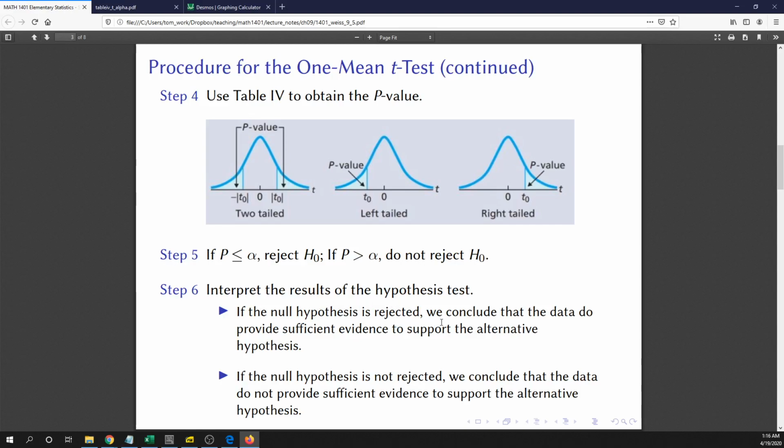We're going to do that in the same manner that we did in the previous section when the population standard deviation was known. Our conclusions are going to be these statements here verbatim. If we reject the null hypothesis, we are going to conclude that the data provide sufficient evidence to support the alternative hypothesis. So that part of it will be pretty much identical.